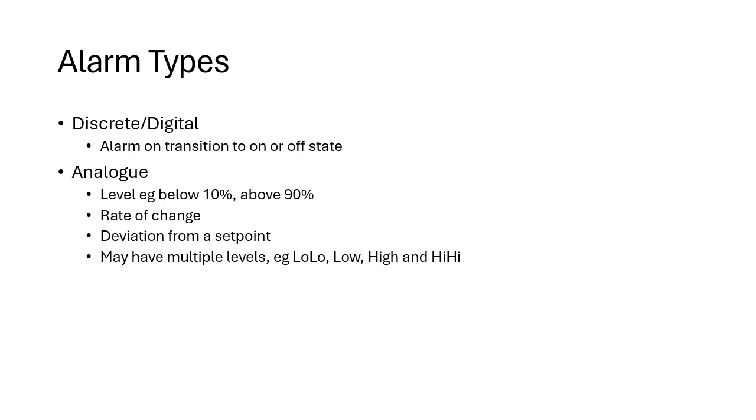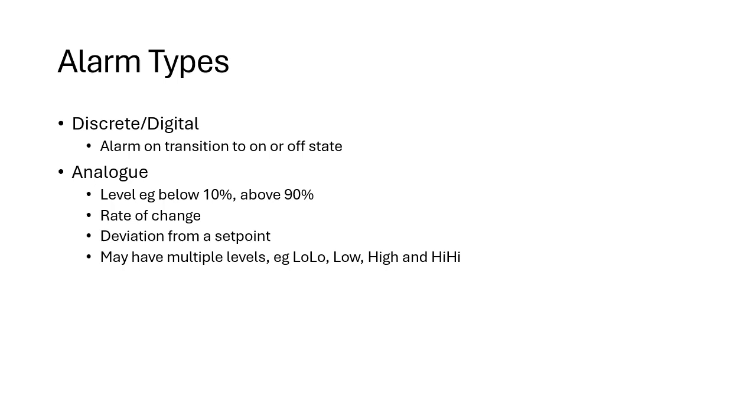So there are two main alarm types, discrete or digital alarms. These occur when an alarm is generated on a transition to an on or off state. So for example, it might be a switch that turns on to indicate that now we're in alarm condition, or it might be a switch that normally has to be on. Maybe that's an emergency stop or some sort of gate signal, and as soon as that goes off, that indicates an alarm. The other type is analog.